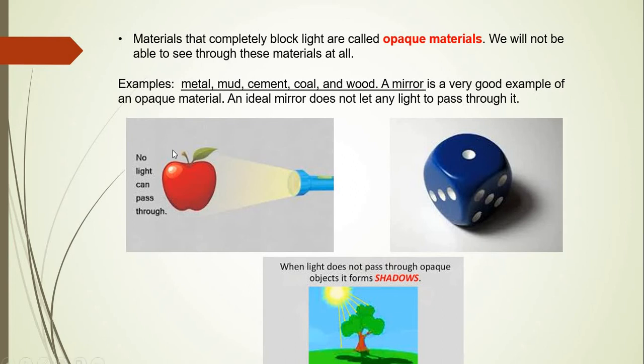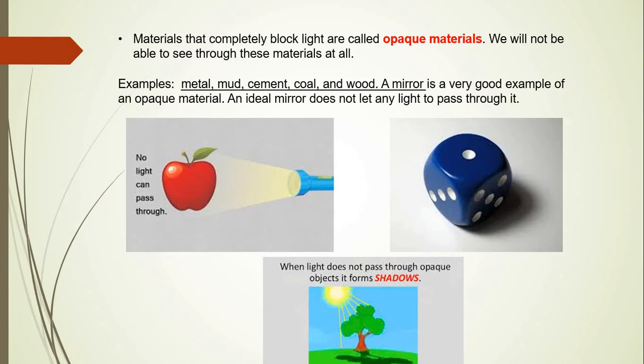When light falls on these materials, light gets reflected back. No amount of light is passing through that material. It is not able to enter inside that material and pass through it. So the type of material that completely blocks the passage of light is called opaque material. For example, there are lots of examples of opaque materials like metal, mud, cement, coal, wood, even the book, pencil, pen, even the chair. These all are the opaque materials.